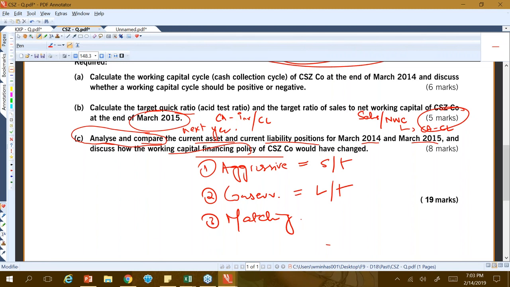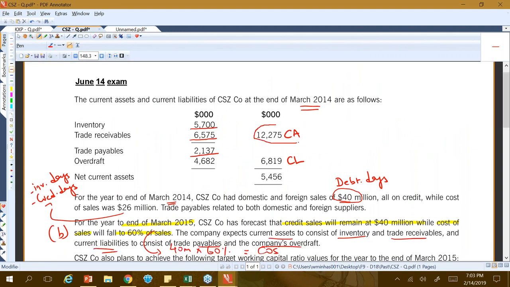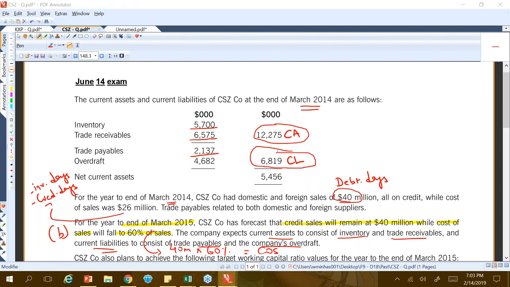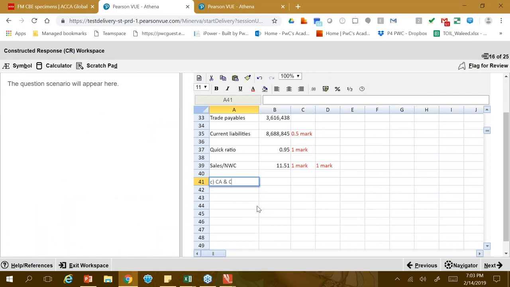So we have to analyze and compare current asset and current liability positions for 14 and 15. Now, this is another requirement which is not usually liked by the students. So let's think of this. In 2014, what were our current assets? They were 12,275. What were our current liabilities? 6,819. So let's take these from here. So this is C, current assets and current liabilities positions.